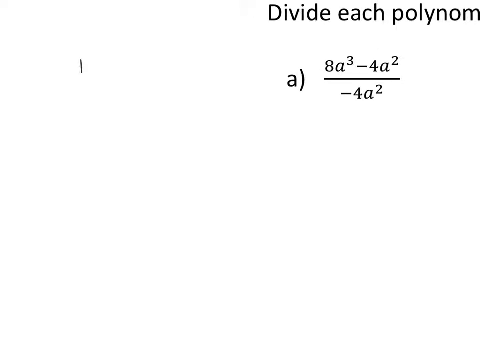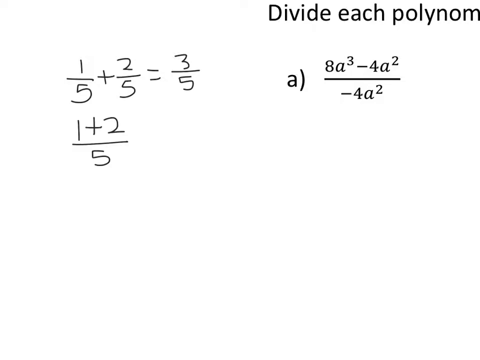If I had 1/5 plus 2/5, that would equal 3/5. Or in other words, what I did is I added the numerators and kept the denominator. Again, still equaling 3/5. So what we're given when we're dividing a polynomial by a monomial is we're given this. So what I need to do is break it apart into different fractions.